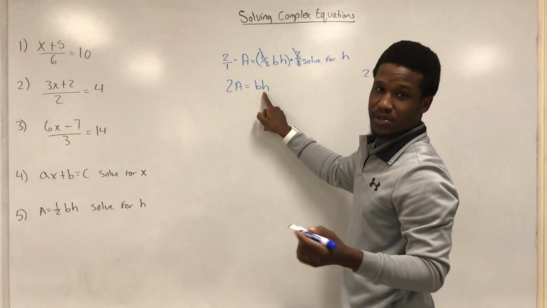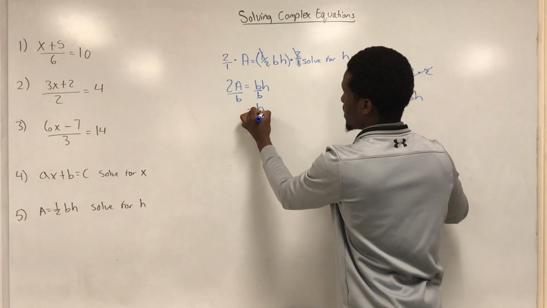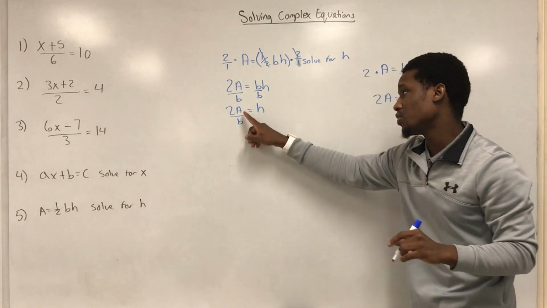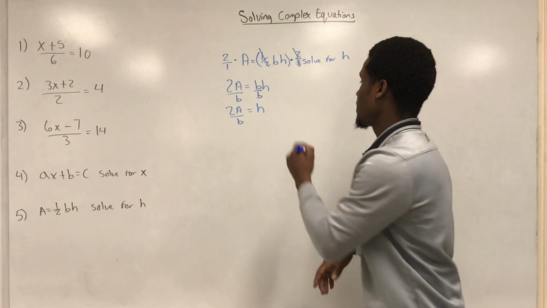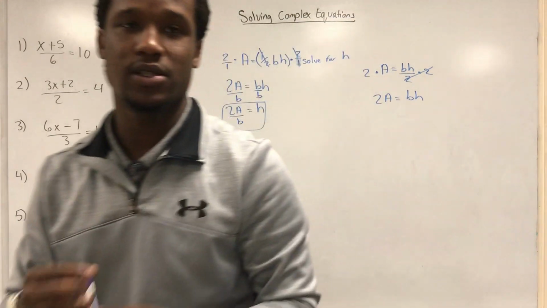Now, we simply have to get h by itself, so divide by b. Divide by b. h is equal to 2a over b. Once again, we don't know the value of a, we don't know the value of b, we don't know the value of h. So, this is our answer. And that's it. We'll practice a little bit more in class.